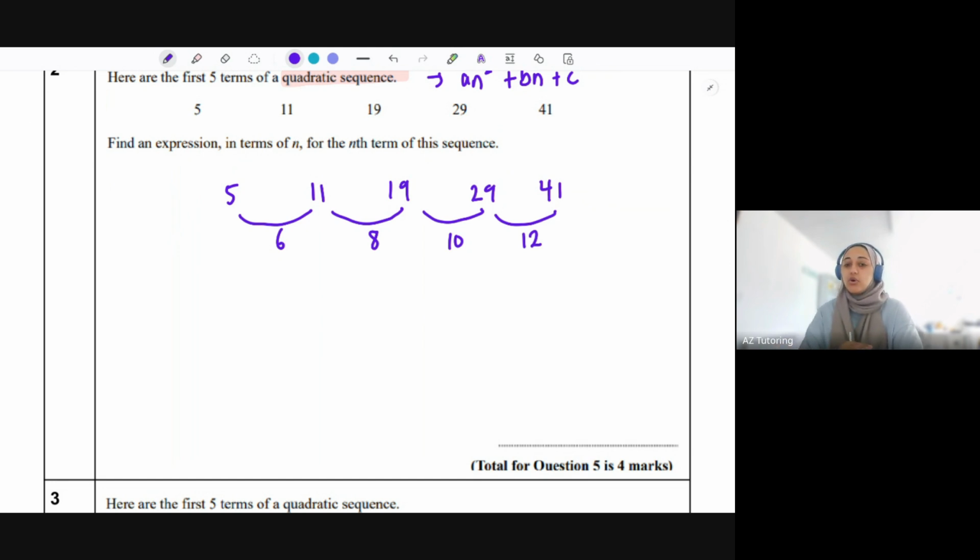Now your second difference on a quadratic sequence is always exactly the same. So this should all be the same. Between 6 and 8 is 2, 8 and 10 is 2, and 10 and 12 is 2. Okay, so we've done it right.